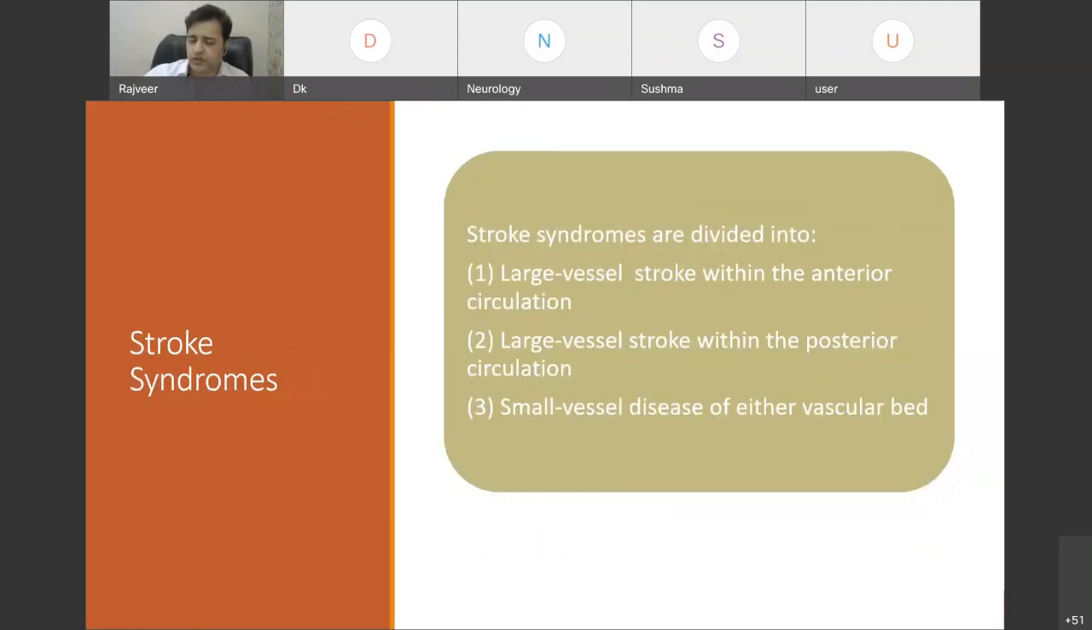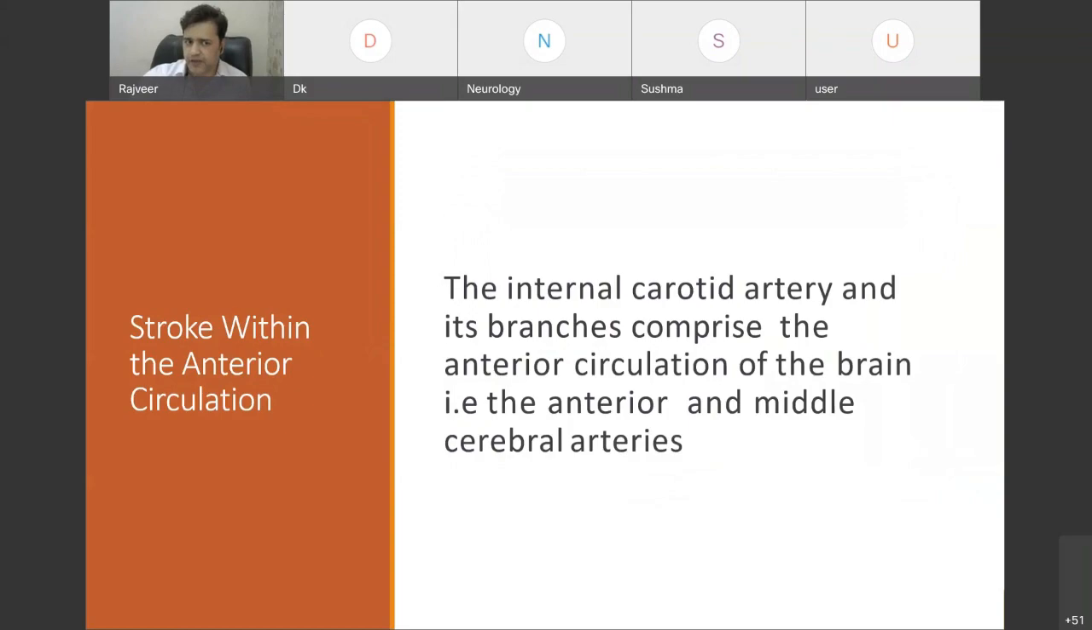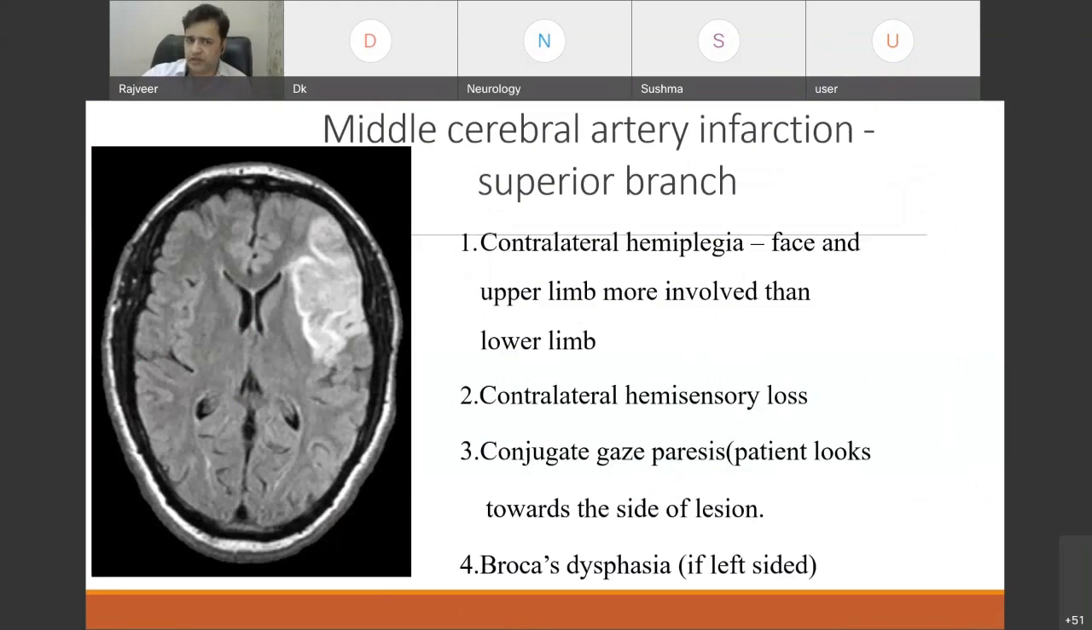So after examination, we can broadly divide the stroke syndromes into two categories, large vessel and small vessel. Then large vessel can be further divided into anterior circulation or posterior circulation. So what are the strokes with anterior circulation, how do they present? We all know anterior circulation means either the internal carotid artery or its branches, MCA or ACA. So how do these different kinds of stroke syndromes present?